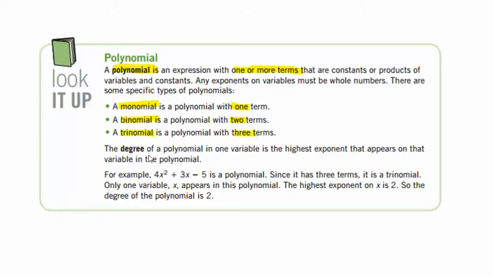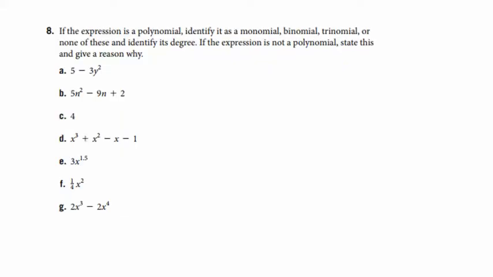Okay, before we talk about degree, this is actually on the next page, page 182. If they ever change this book, these page numbers are going to be all messed up. If the expression is a polynomial, identify it as a monomial, binomial, or trinomial, or none of these, and identify its degree. Okay, actually, one more thing we have to talk about.